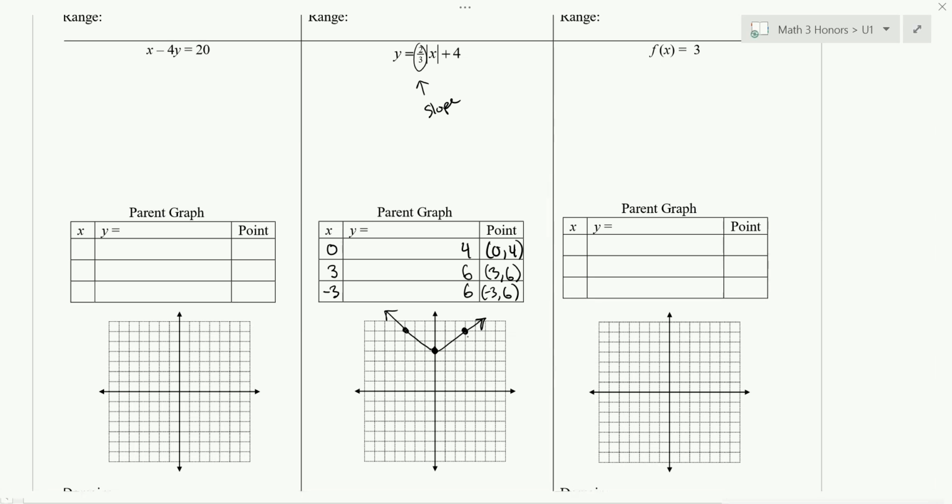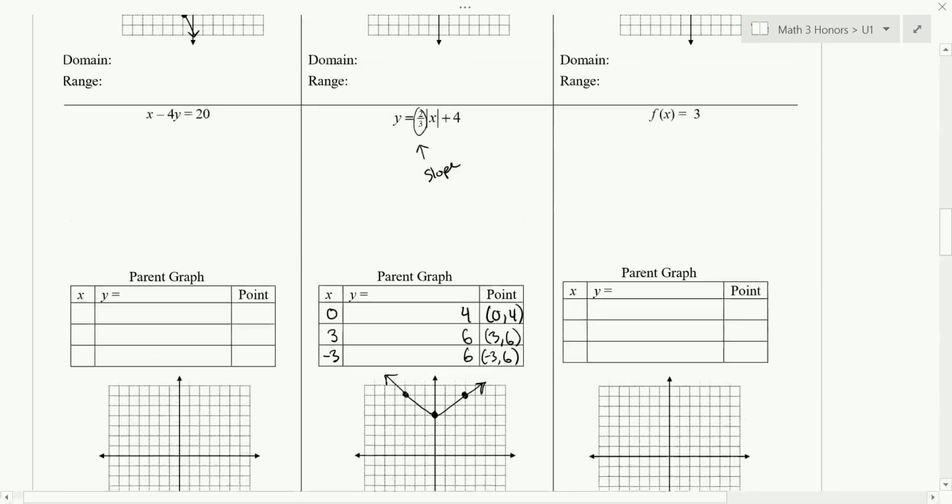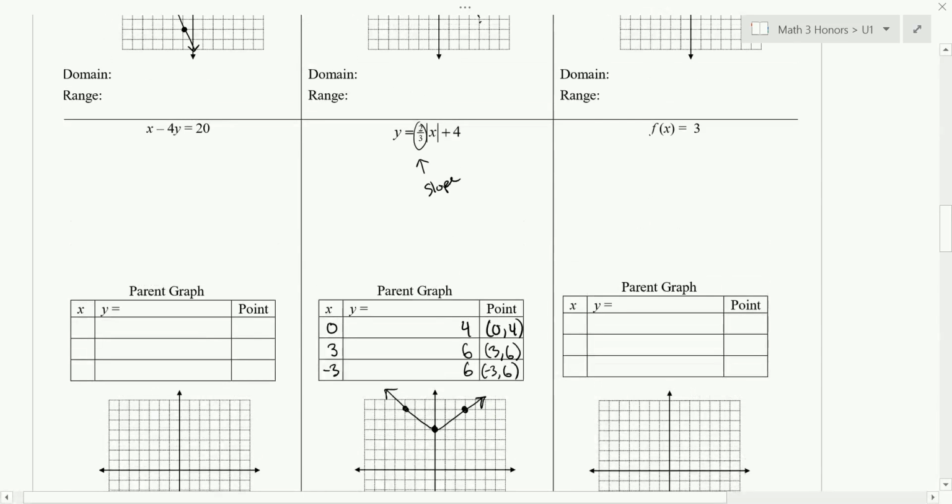All right. So, you guys get something like that? Okay. So, no matter what, you want to find this point first somehow, right? You recognize it's got absolute value, so you get that V shape. The parent graph goes through 0, 0, but this has been translated. That +4 is telling us move up 4 units, and that's a good way to get your first point.